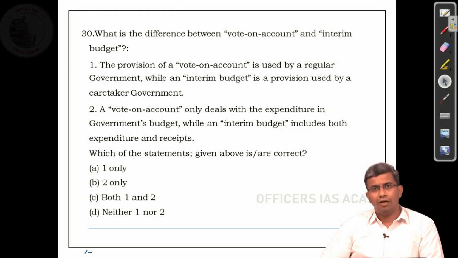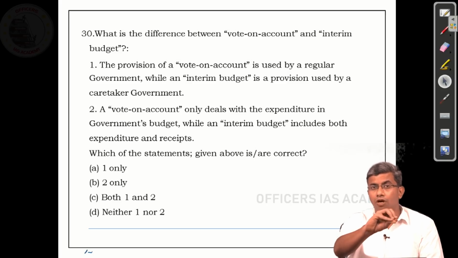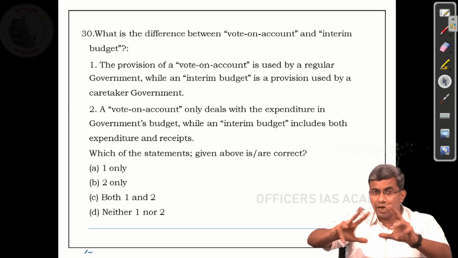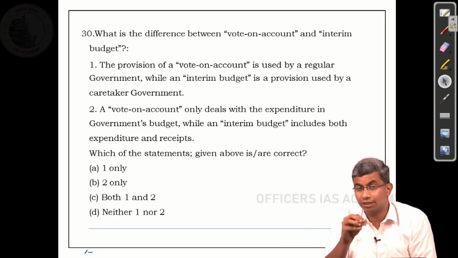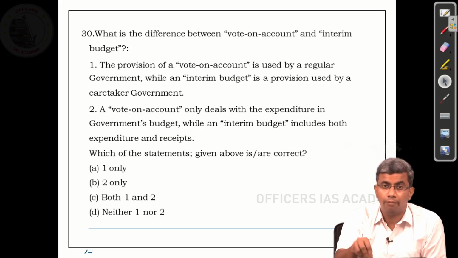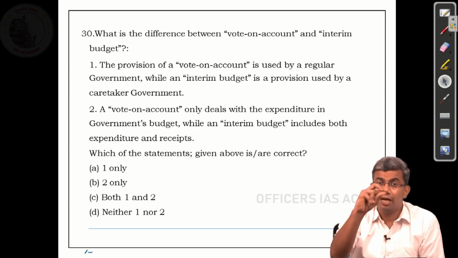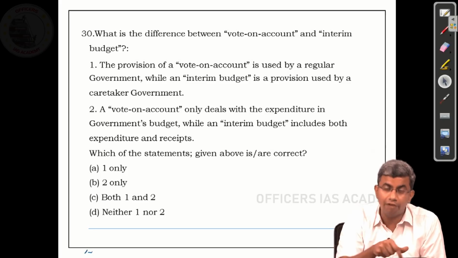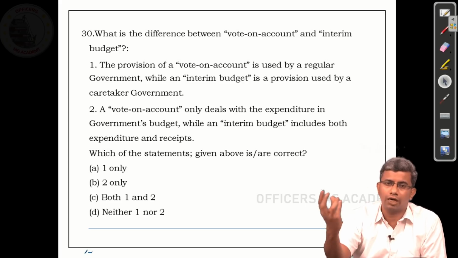So the key in this question is, do you understand the difference primarily between vote on account and interim budget, not about the caretaker government or the regular government? That is just to confuse you. That is why UPSC, and this is an actual UPSC question. Mind you, it is not something which we created. It is an actual UPSC previous year question. That is why, even though there is an element of ambiguity, we gave it, because the primary purpose is to know whether you understand what is vote on account and interim budget.